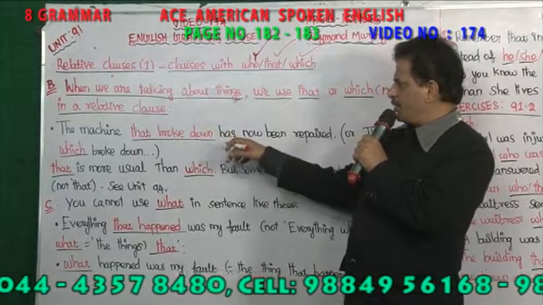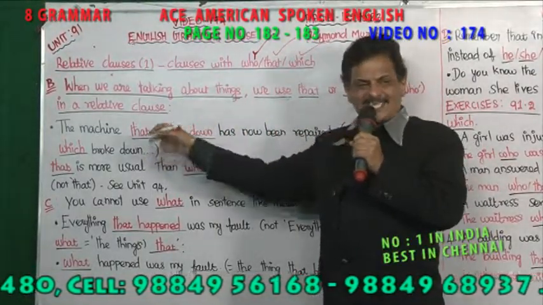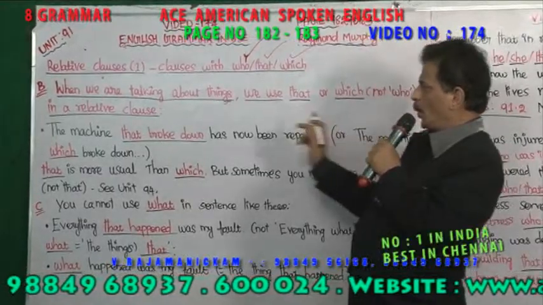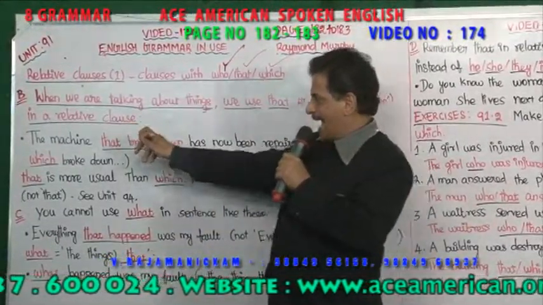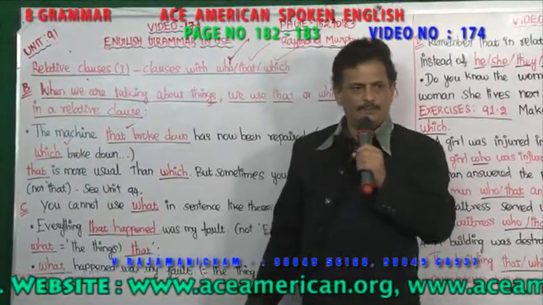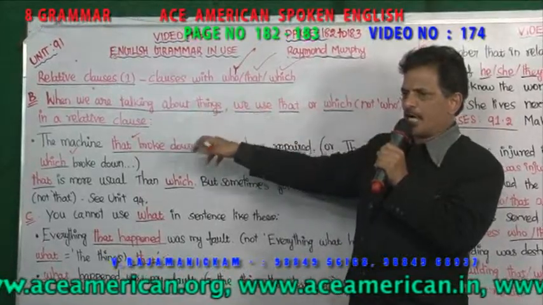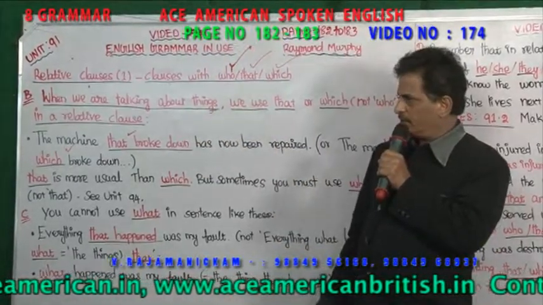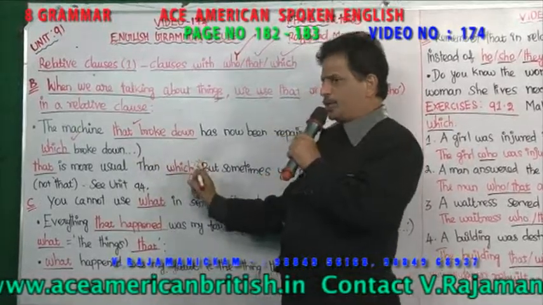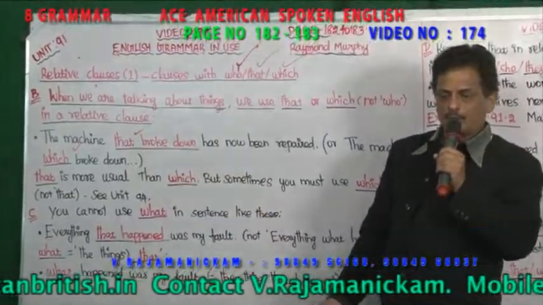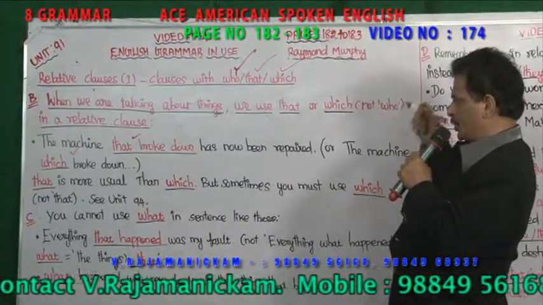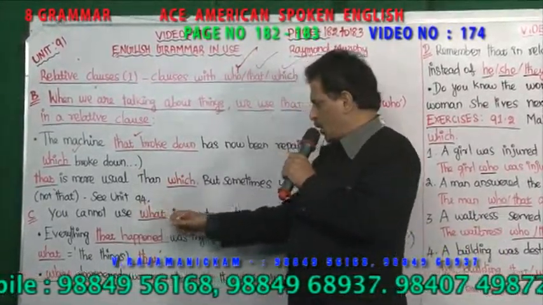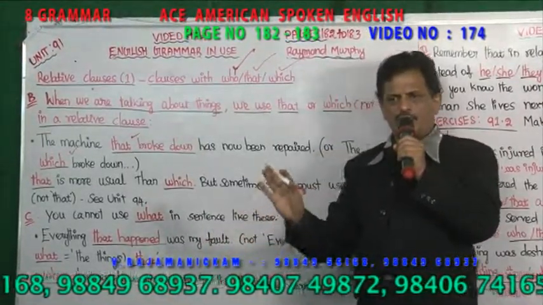The machine that broke down has been repaired. So that stands for the machine. You got it? Or the machine which broke down. You can either use that or you can use which. So these are relative clauses, which broke down or that broke down. So which and that stand for what? Machine. That is more usual than which. Mostly you use that rather than which, but sometimes you must use which. You cannot use what in sentences of this type. You are not supposed to use what.